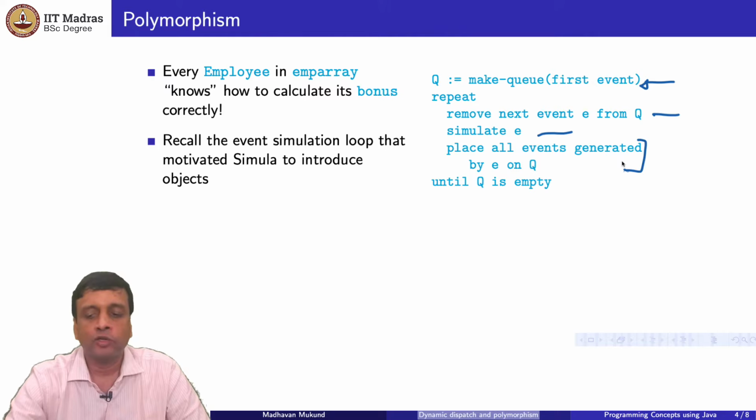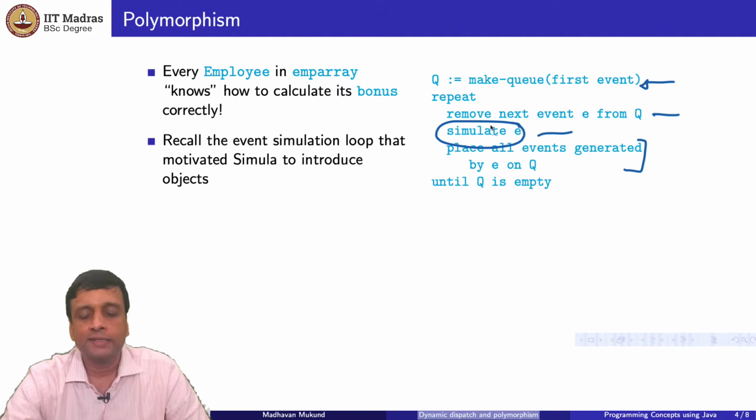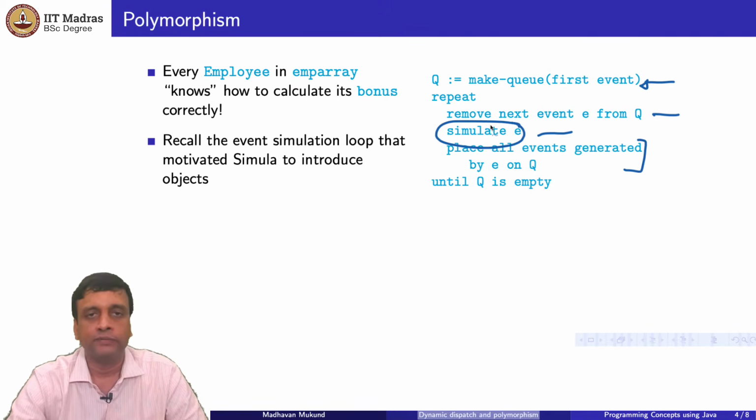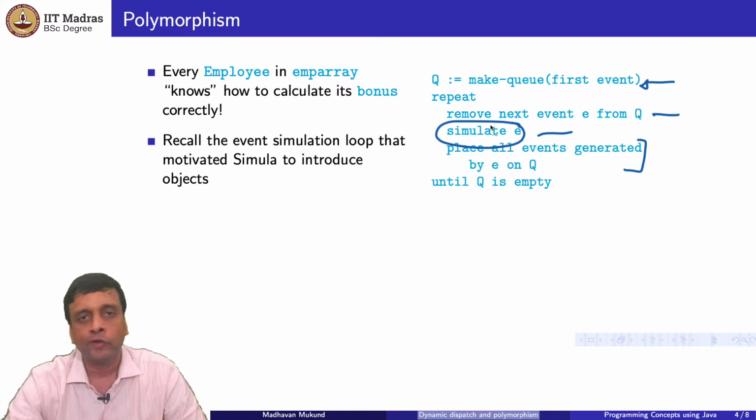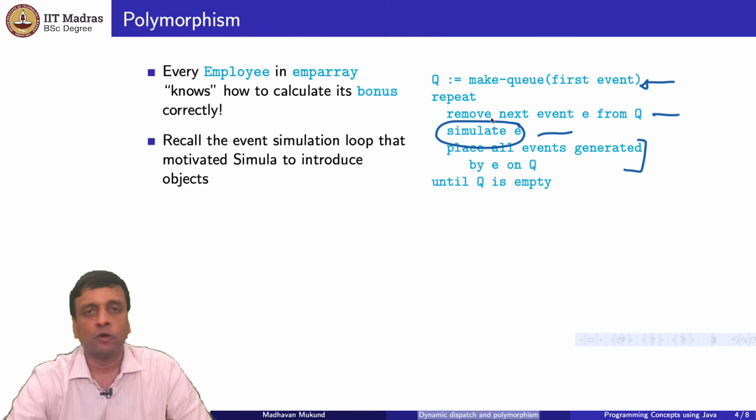And the second question was, how do we make sure that the simulate E is not a complicated switch of cases? I don't want to say if E is event of type 1 do this, if E is event of type 2 do that. So I don't want to explicitly try to tell you how to simulate different types of events. So this is where dynamic dispatch was used in Simula, and it has come down as one of the primary benefits of using this object-oriented approach.